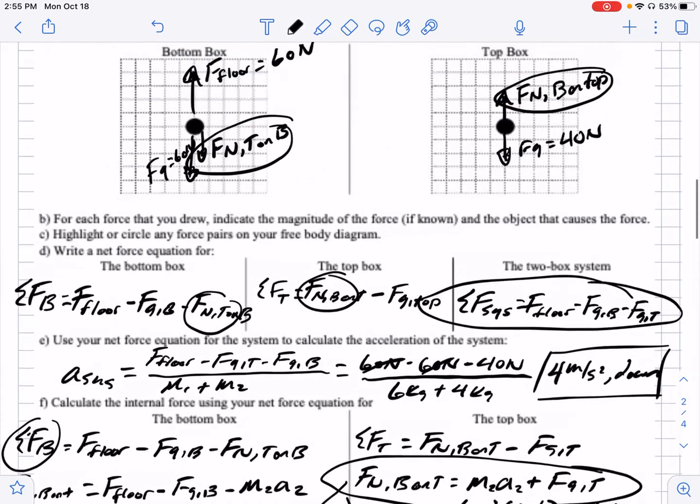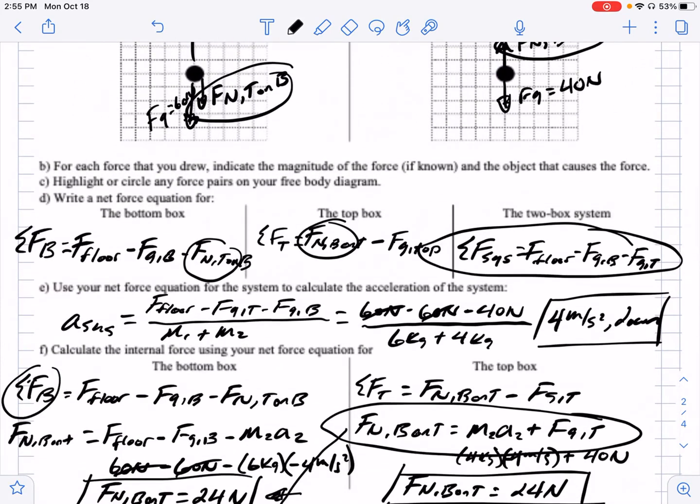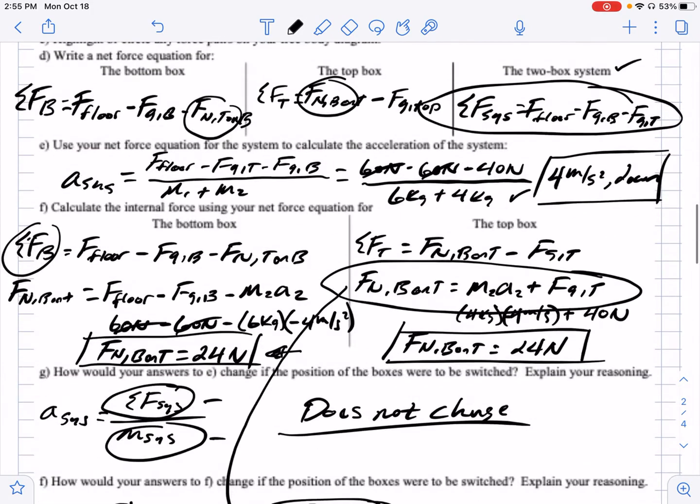So again, whenever you're solving these problems, start out with your free body diagrams of both objects. Find your net force of your system. Apply Newton's second law to the system to get the acceleration. And then you can go back to your original net force equations and solve for that internal force on the system.